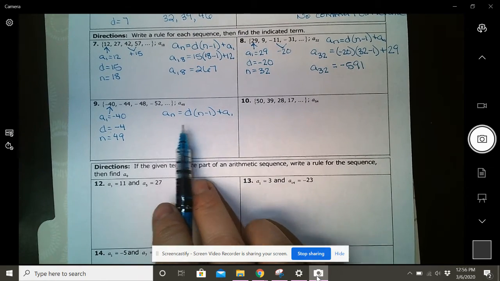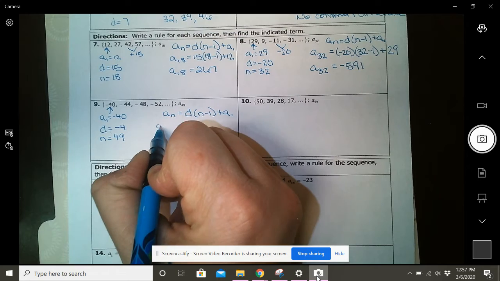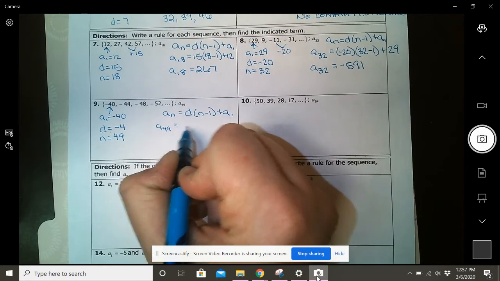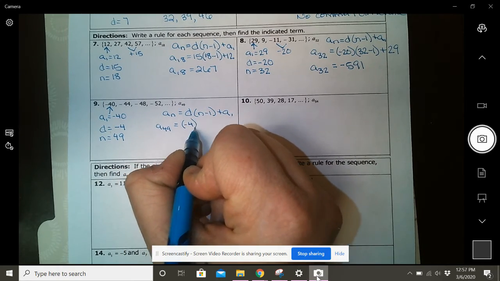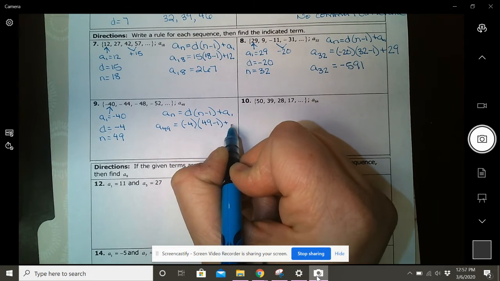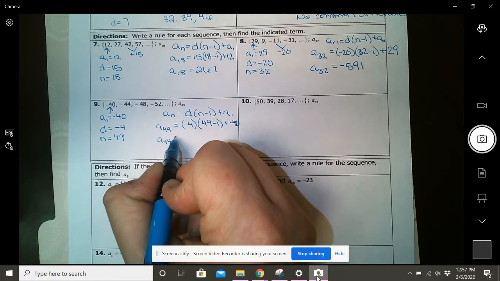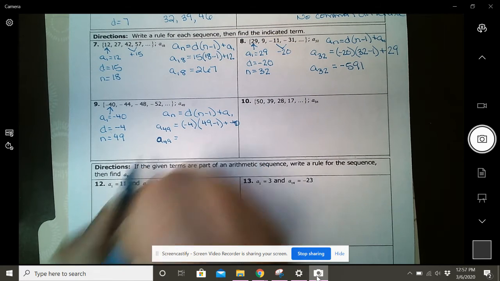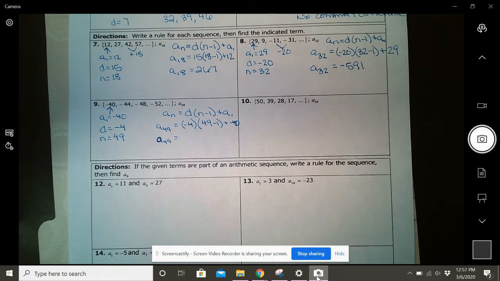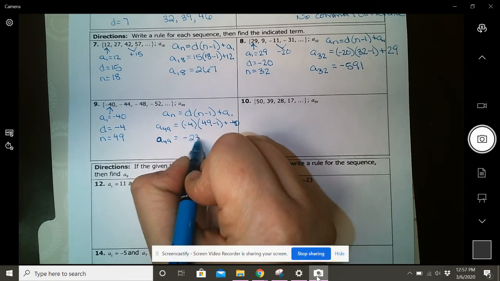Now it's definitely worth you knowing this formula. Otherwise, you'd have to write out 49 terms. Gracious. Okay, so we're trying to find the 49th term when the difference is negative 4, n value of 49, and first term of the sequence is negative 40. Use a calculator, use Desmos, use your order of operations, whatever you want to do here. You're going to find the 49th term in this sequence is negative 232.